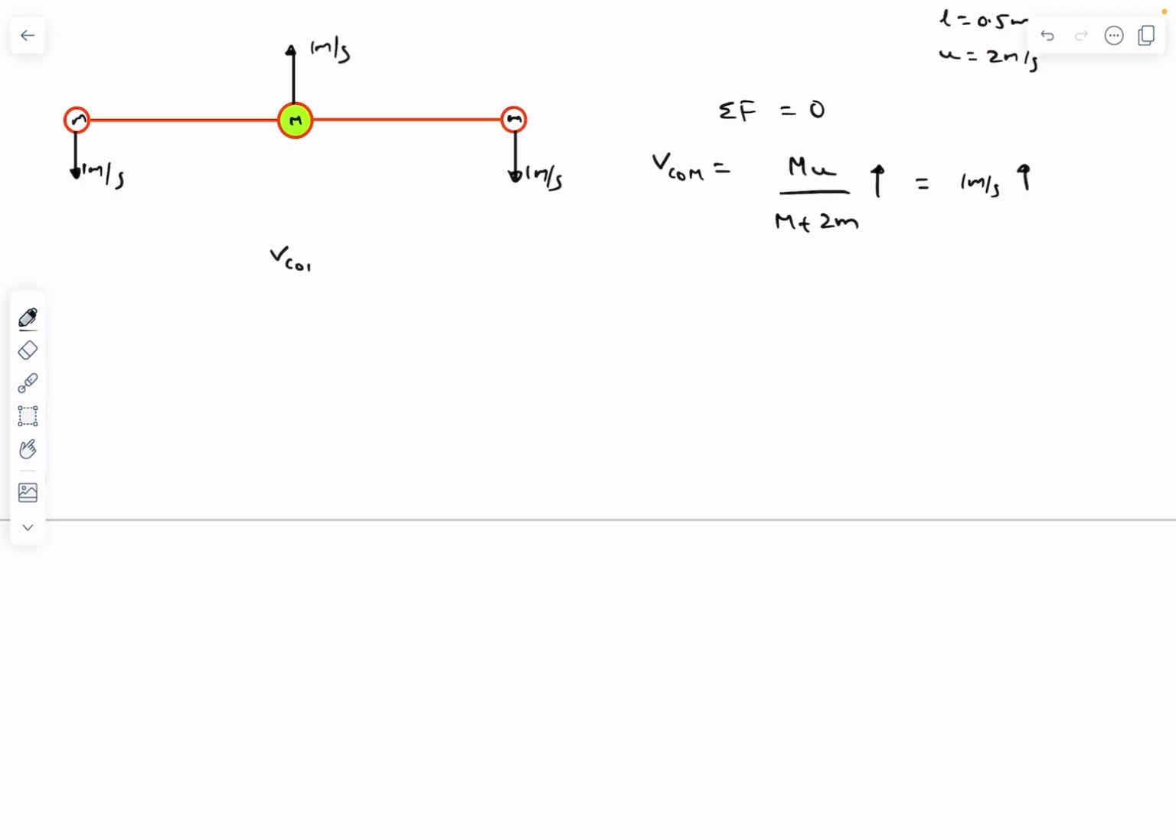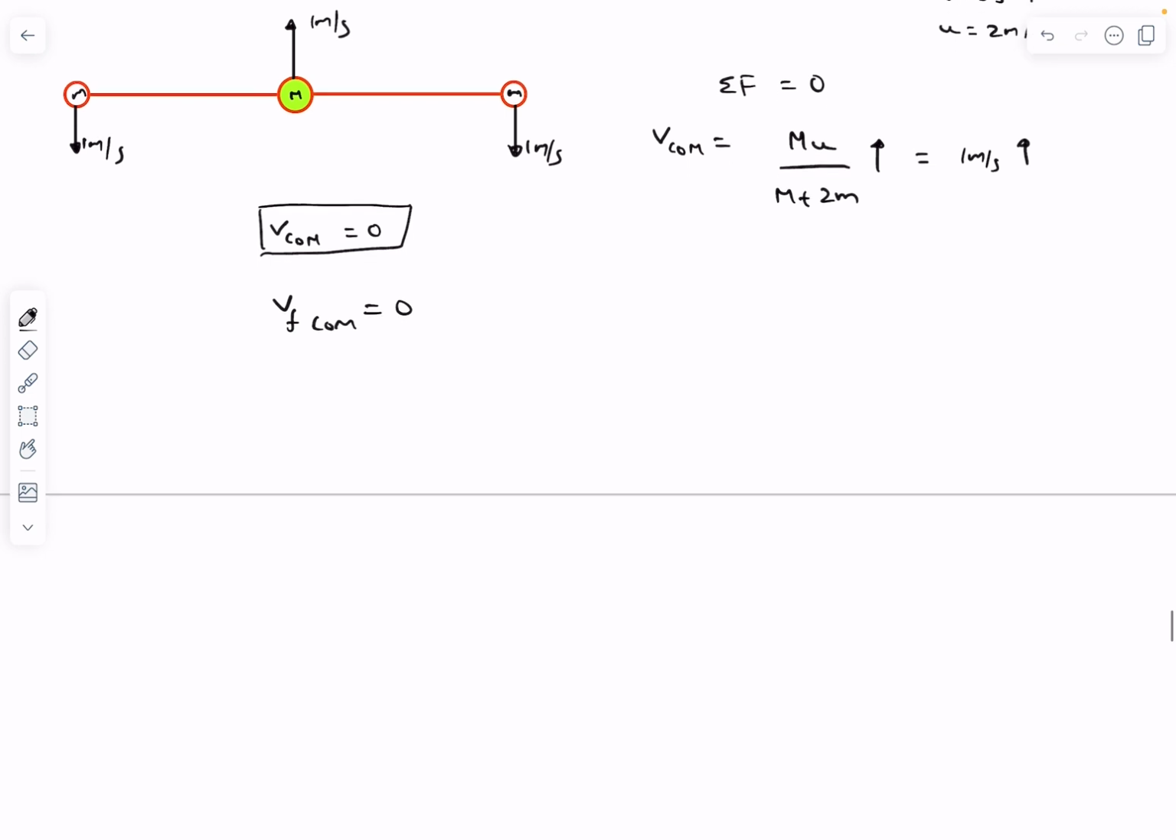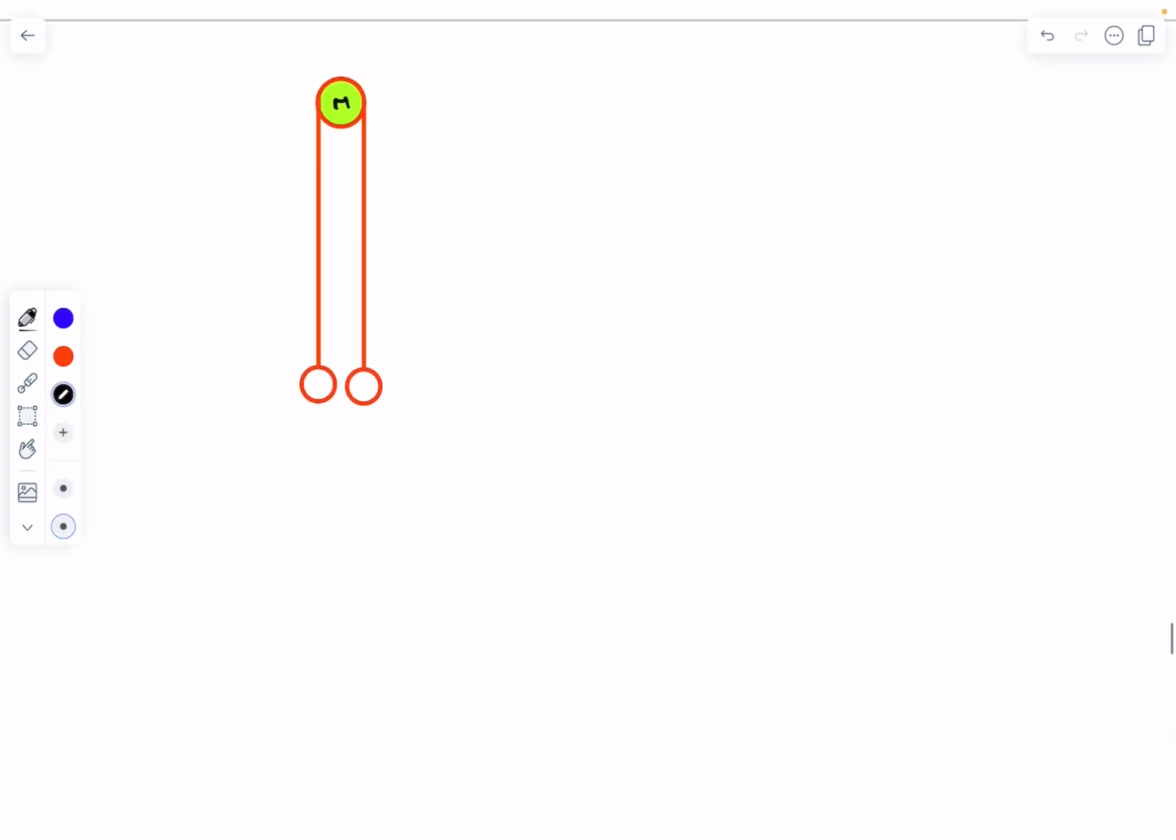Another fact here is that the velocity of the center of mass in the center of mass frame is obviously 0, and it will be 0 at all instants. Which means in the final situation, when the two smaller masses are about to collide, the velocity v final of the center of mass will also be 0. So now let's draw a diagram of the final situation, just before collision.